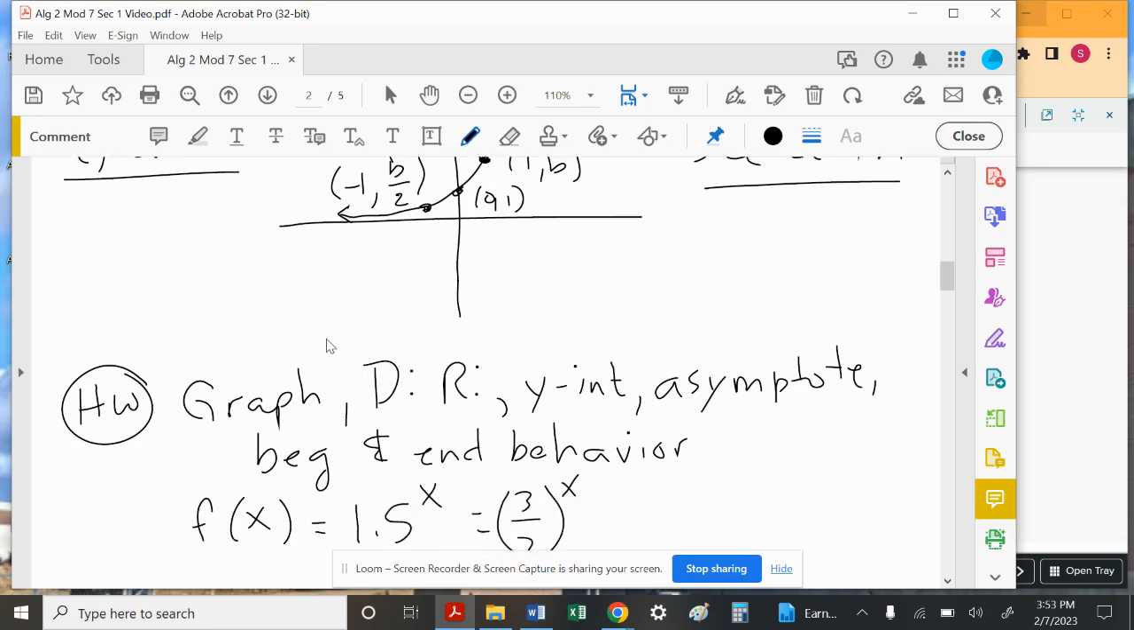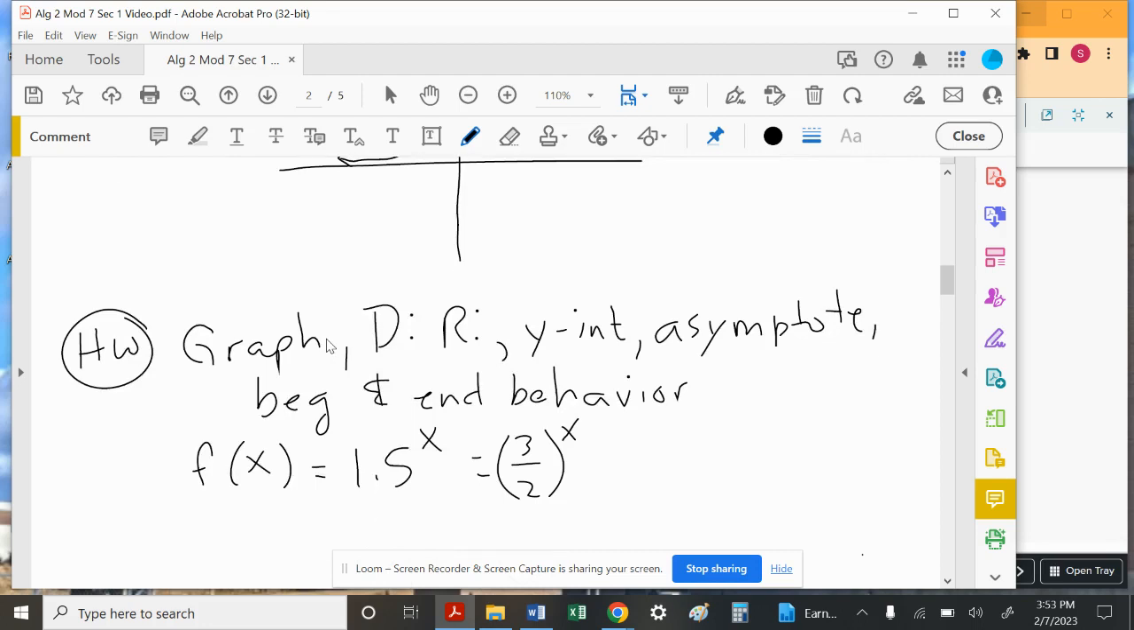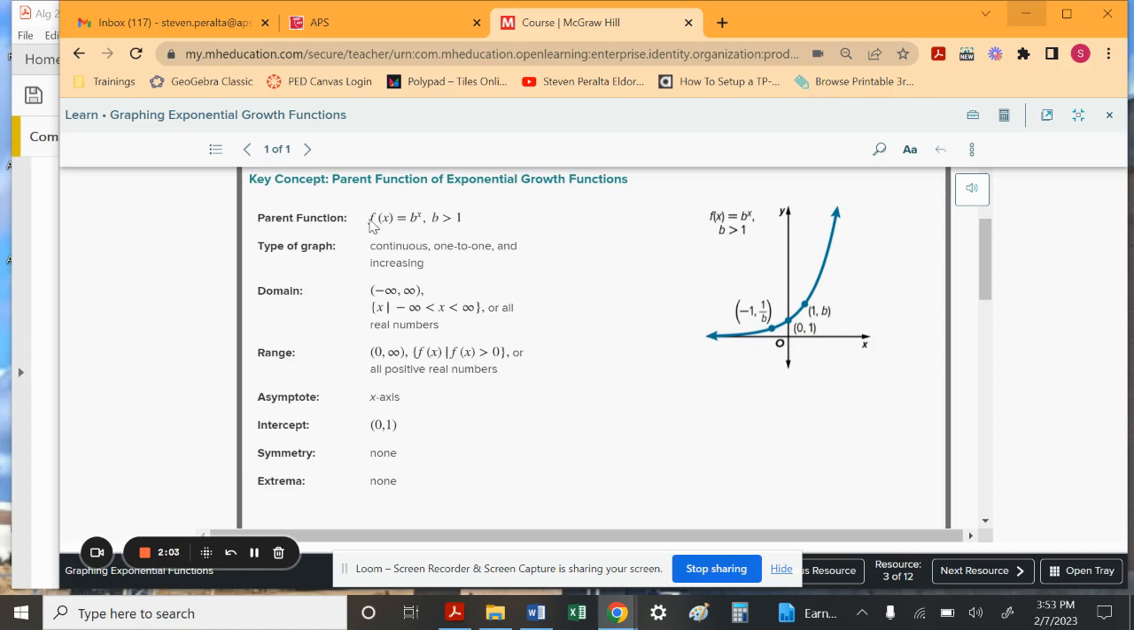So what are we going to do? We want to figure out what is the domain and range. What is the y-intercept? What is the asymptote? What is the beginning and end behavior of all these particular functions? So going back over here, we're going to take a look at all that stuff.